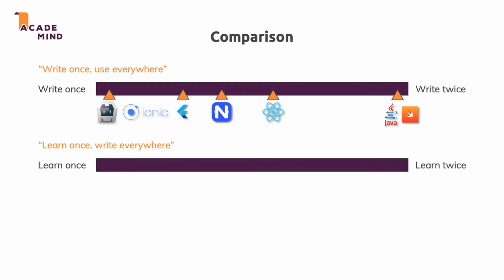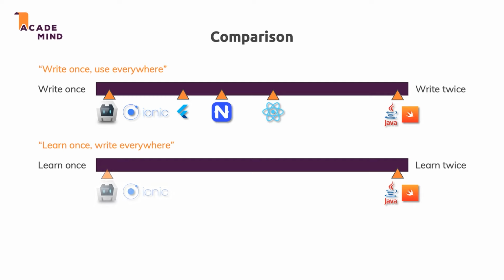So here we also have two extremes. We need to learn once, we need to learn twice. And unsurprisingly, if we use the native languages, we're on the right, because Java and Swift and Objective-C might have some similarities, but they are totally different programming languages, and you have to learn them from scratch. You have to learn two different languages here.